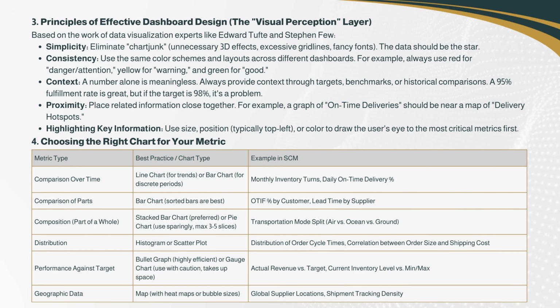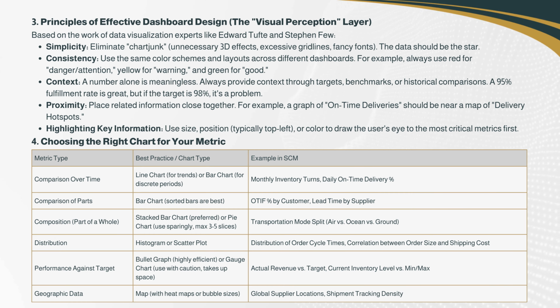4. Choosing the right chart for your metric. Metric type: comparison over time. Best practice chart type: line chart, for trends, or bar chart, for discrete periods. Example in SCM: monthly inventory turns, daily on-time delivery %. Comparison of parts: bar chart, sorted bars are best. OTIF % by customer, lead time by supplier.